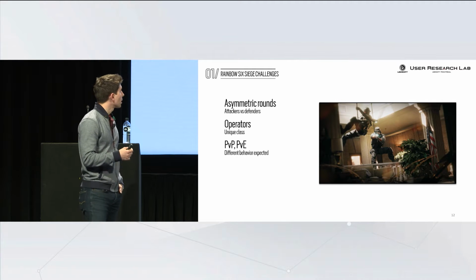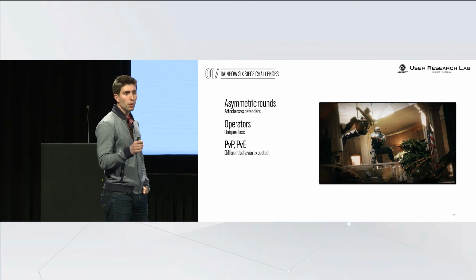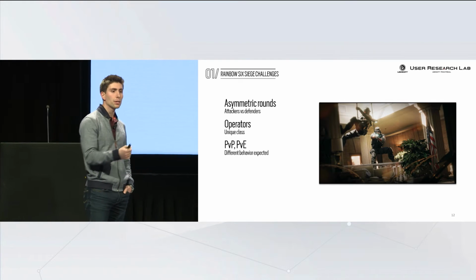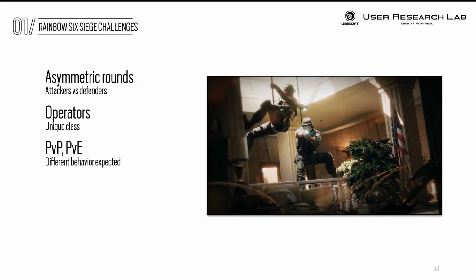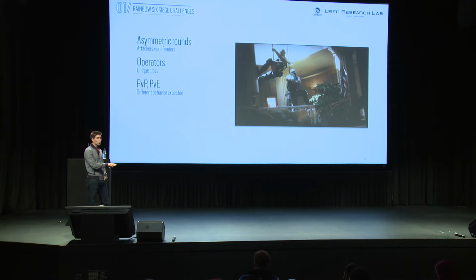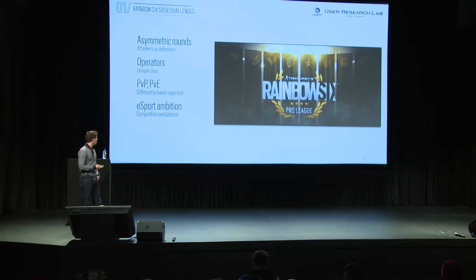PvP and PvE. PvP, player versus player, is a team of 5 players against another team of 5 players. PvE, player versus environment, is a team of up to 5 players playing against the AI. They share similarities. They have their own game modes, but they share the operators and the maps. And obviously, when you're talking about gameplay balancing, if you do a tweak on the operators for PvE, it's going to impact the PvP, and vice versa. So that was challenging for the team and for us also.